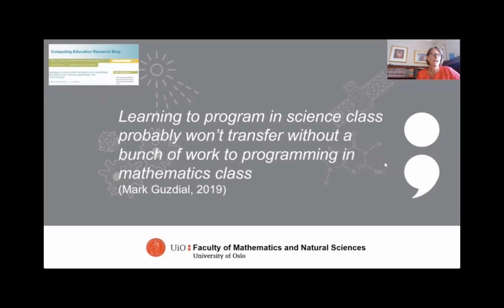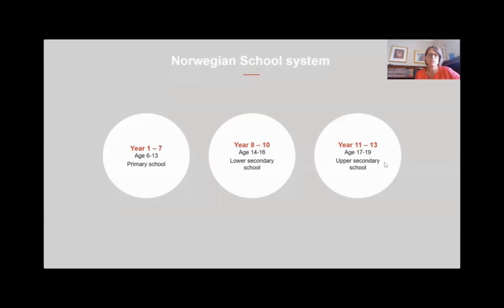Before I move on to how we design the teacher training at the University of Oslo, you need to know a little bit about the Norwegian school system. Our school system is 13 years. Years 1 to 7 are primary school, years 8 to 10 are lower secondary school, and years 11 to 13 are upper secondary school. This means that the Norwegian students will be 19 years old when they finish. So the last year of physics in the Norwegian school system is similar to that of the first year of college in the United States.